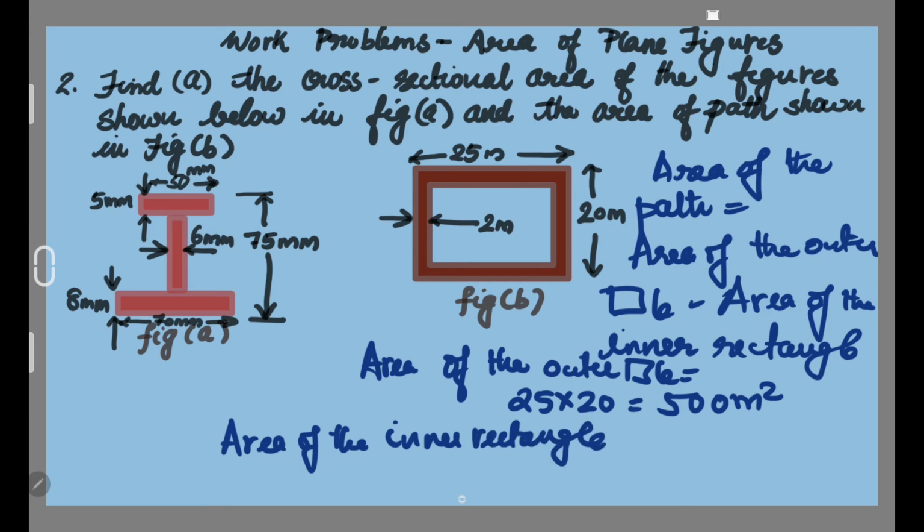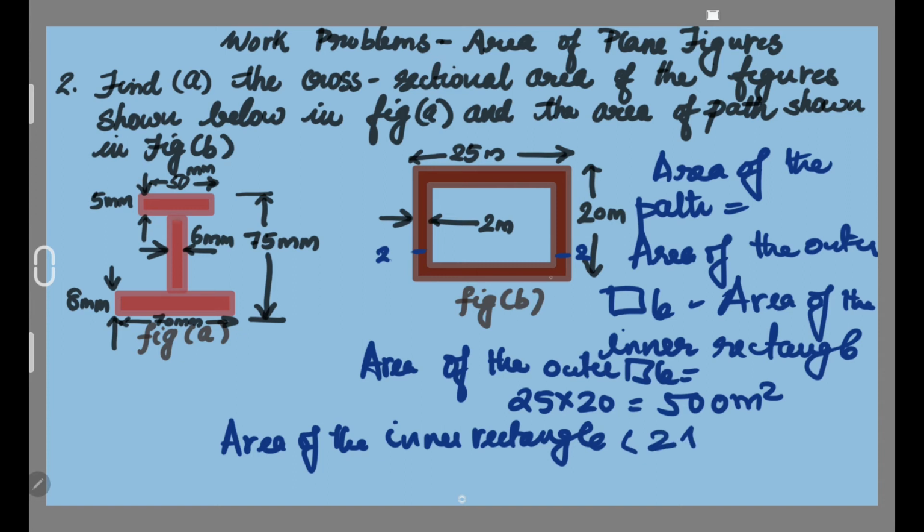We don't have the length of the inner rectangle, but we have this width, right? This width is there in the figure. So this is 2 meter here, and this is also 2 meter here. If we subtract 2 from each side of the 25 length, you will get the length of the inner rectangle. What is it? 25 minus 4, that is 21.